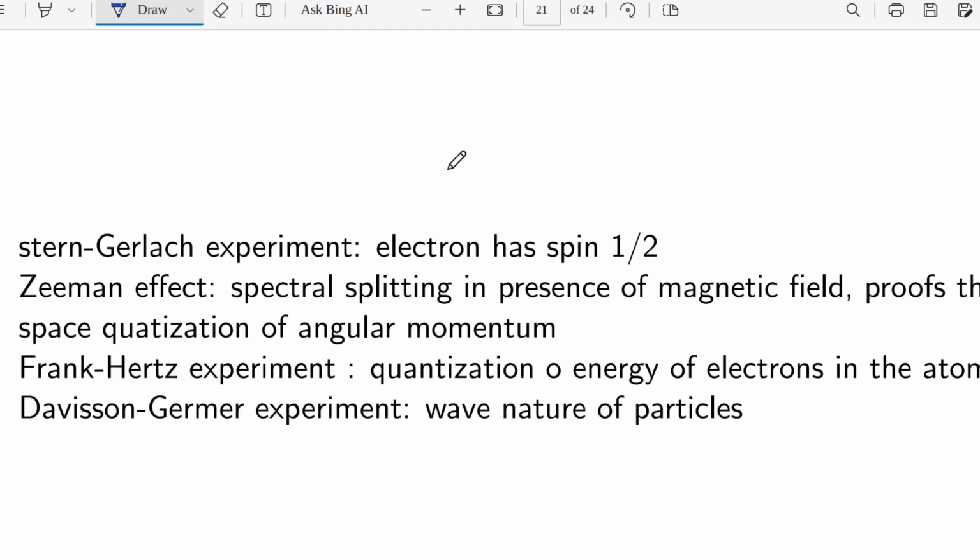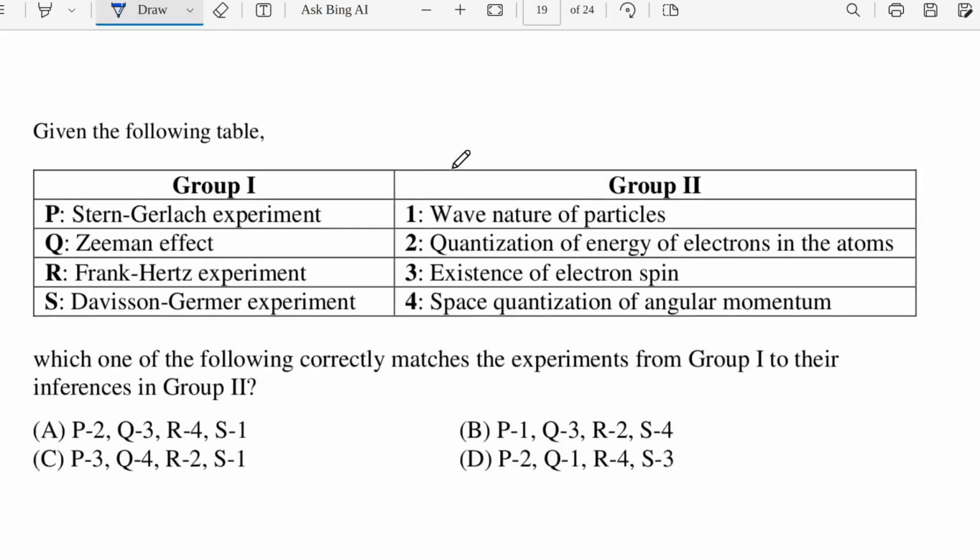I have written here one PPT. You can see the Stern-Gerlach experiment. What does the Stern-Gerlach experiment tell? It tells about the existence of the spin angular momentum. That means the Stern-Gerlach experiment is related to the electron having spin half. Now coming to the options, I told you that the Stern-Gerlach experiment is about the existence of electron spin. Then from that group, P, that means the Stern-Gerlach experiment, obviously fits the third option, existence of electron spin.